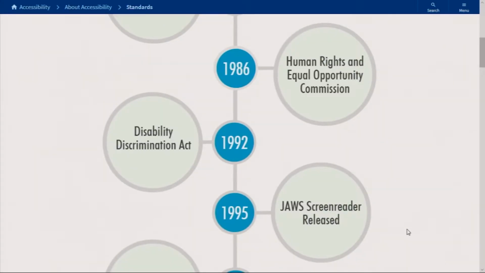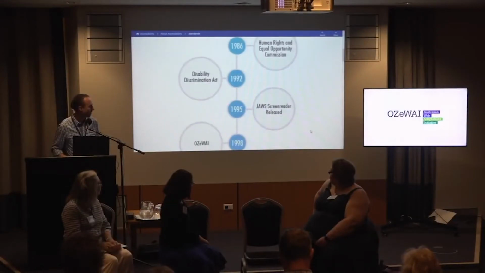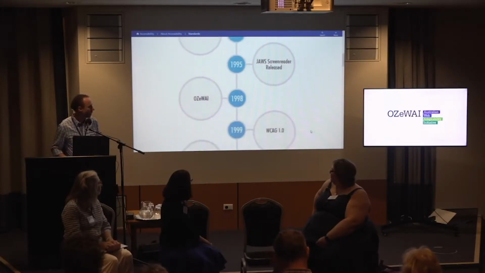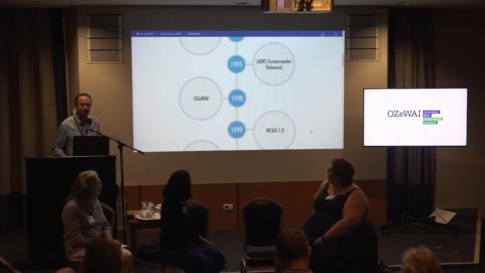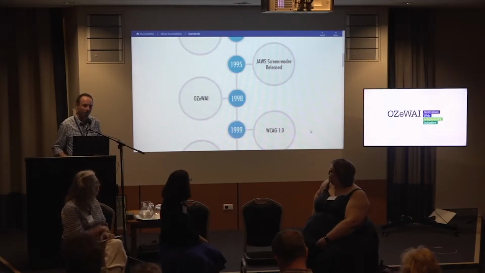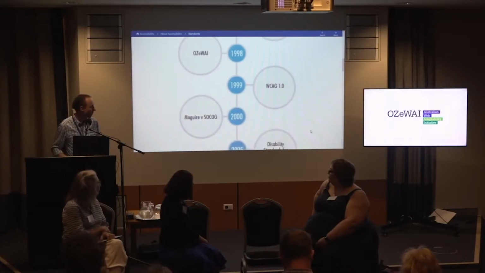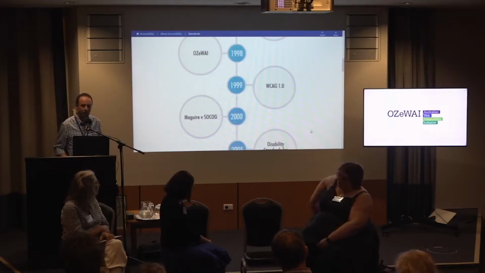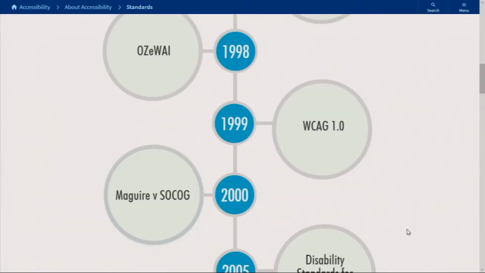The JAWS screen reader first came out in 1995. That was the first one. OZeWAI, 1998, not that long after JAWS came out. WCAG 1.0, that was 1999, so we can see that some of this UN work was already in existence, people pushing for it, but maybe the standards part of it came a little bit later. In Australia, we saw the first successful action, Maguire versus SOCOG, when Bruce Maguire wanted to buy tickets to the Sydney Olympic Games and couldn't access the website, and successfully brought an action there. That enforced in Australia the right to access to the web.